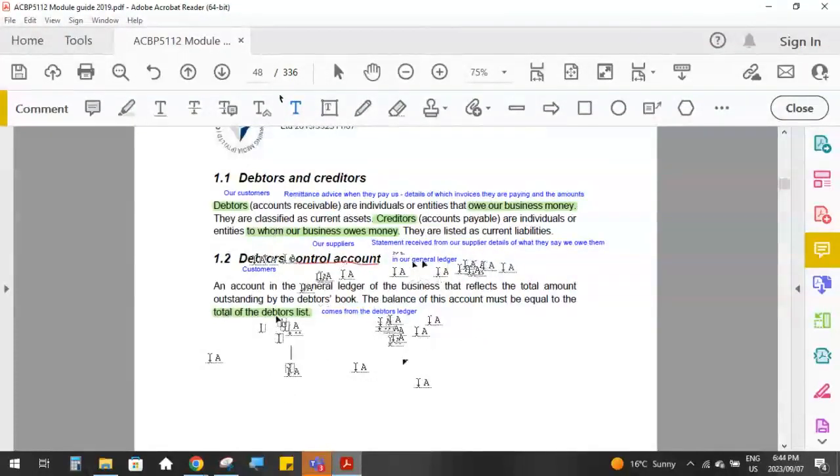Okay, so debtors control account is an account in the general ledger of our business that reflects the total amount outstanding by the debtors book. The debtors ledger is also known as the debtors book, and the balance of this account, in other words, the debtors control account, must be equal, excuse me, to the total of the debtors list.